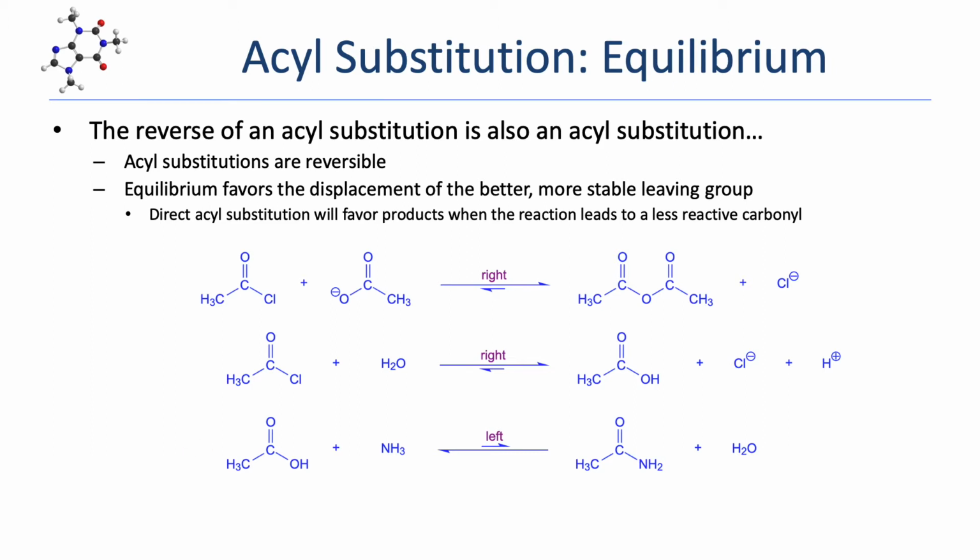As you can see from these examples, direct acyl substitution enables the transformation of one acid derivative into another acid derivative, as long as the product carbonyl is less reactive than the reactant.